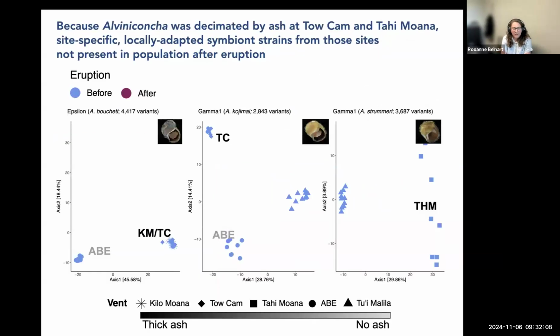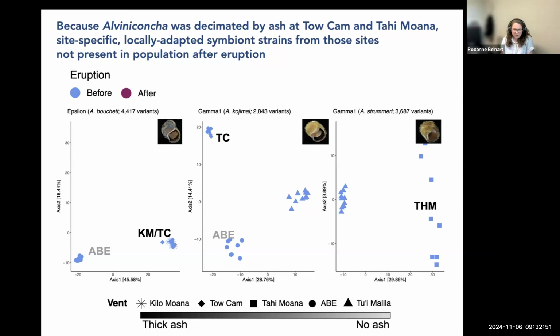And so if you recall, what we found previously is that if you look at the symbionts associated with these animals at the different sites, we see strong structuring or clustering of the symbionts based on their genetic diversity, where each of these sites basically has their own strain of these different bacterial species that the animals associate with. So here I'm showing the Alvinoconcha symbionts of the different species of Alvinoconcha, and you can see that they're strongly clustered by site. I think we're missing one of the labels here, my apologies, but there should be one for Tui Malila, those triangles right there.